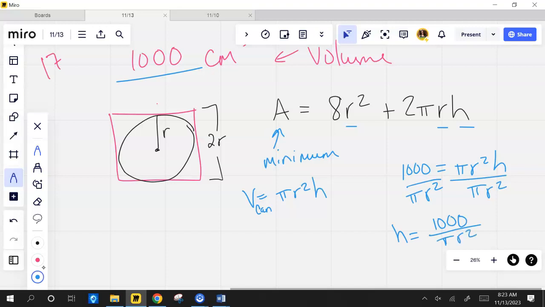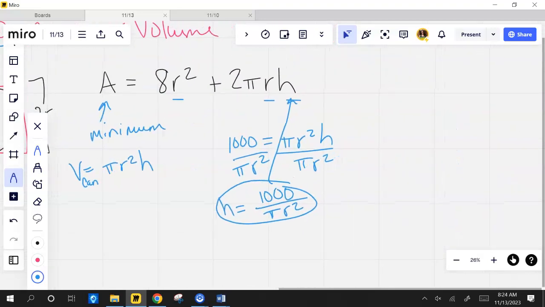We have to restart this because it's been driving me crazy. All right, so this is going to go in for h. Guess I really didn't even need my picture, as hard as I worked on it. 8r squared plus 2 pi r times 1,000 over pi r squared.